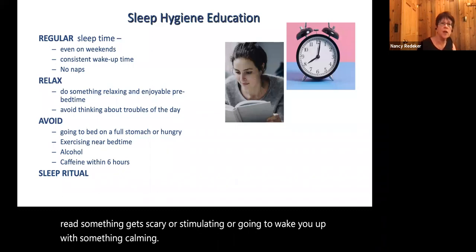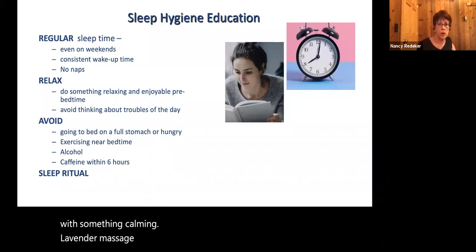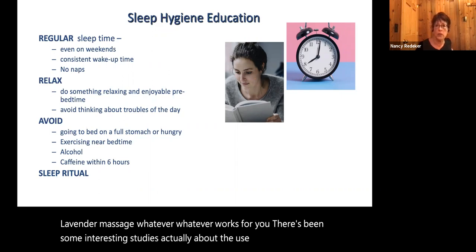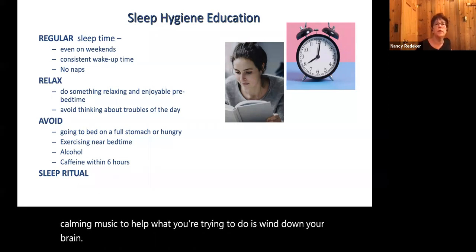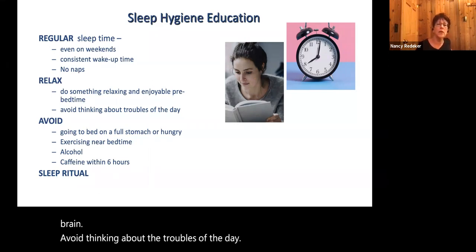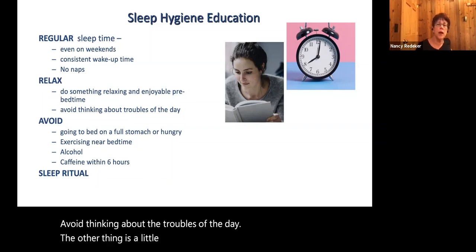Lavender, massage, whatever works for you. There's been some interesting studies actually about the use of quiet, calming music to help. What you're trying to do is wind down your brain. Avoid thinking about the troubles of the day.